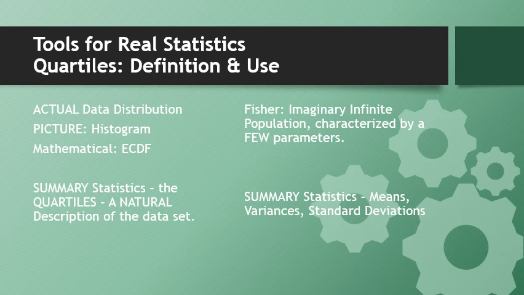Now, this is the basic, and then there are summary statistics which are used in Fisher's approach. Normality is the key, so the summary statistics are the means, the variances, the standard deviations and correlations. None of these are very useful if the distributions are not normal, which is normally the case. In real statistics, the basic summary statistics are the quartiles, which are a natural description of this data set. And this is what this lecture will deal with, explaining what the quartiles are.